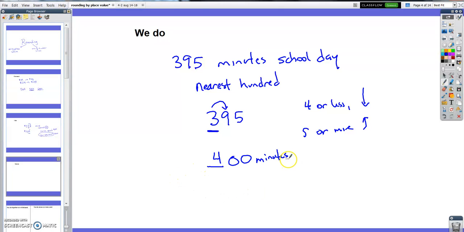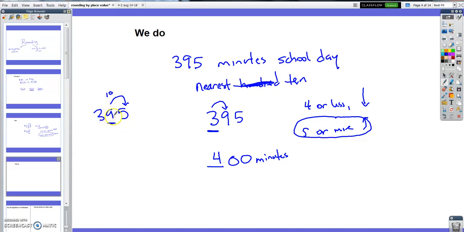This one is interesting, because if I do the same thing, and instead of rounding to the nearest 100, I round to the nearest 10. So what I'm going to do is 395, and now I'm going to round to the tens instead of to the hundreds. And I'm going to get an interesting answer, because check this out. So to decide, do I round up or round down? I'm going to look one place to the right, 4 or less, 5 or more. I'm at 5 or more again, so I would round this 9 up to 10.